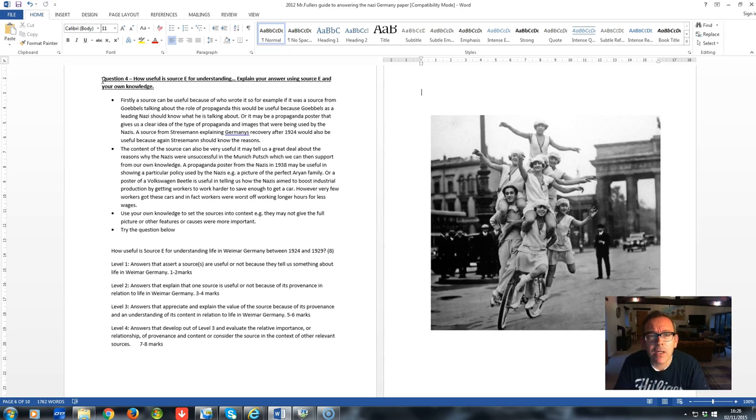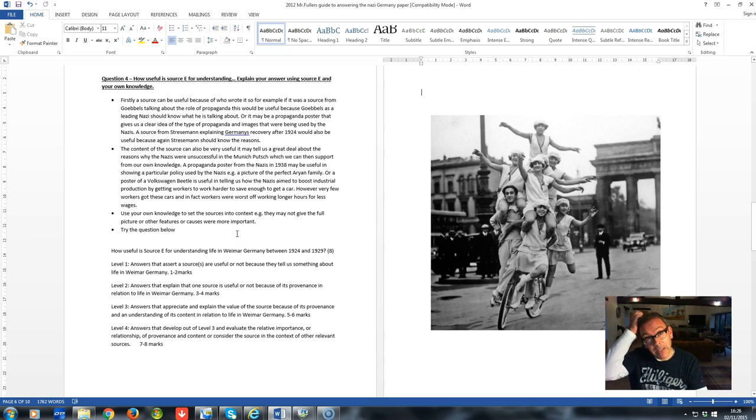It may tell us a great deal about the reasons why the Nazis were unsuccessful in the Munich Putsch, which we can then support from our own knowledge. A propaganda poster from the Nazis in 1938 may be useful in showing a particular policy used by the Nazis and how it appealed to people. Okay. Use your own knowledge.